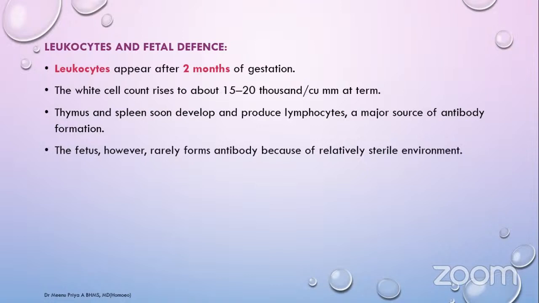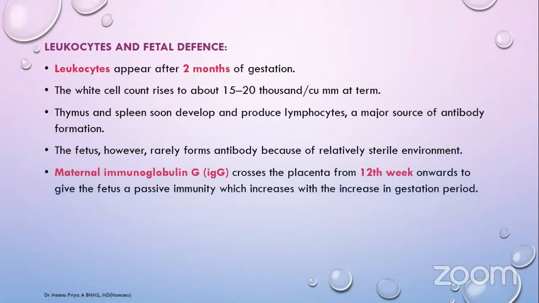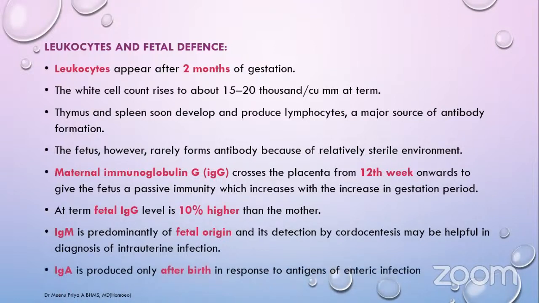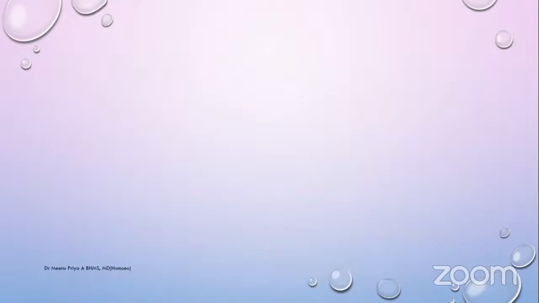But a fetus doesn't need antibody because the fetus is in a sterile environment. Maternal immunoglobulin G, IgG, passes through the placenta from the 12th week, that is important, the time when it passes. Fetal IgG is more than maternal IgG, which is 10% higher, and IgM is predominantly in a fetus. It is of fetal origin and not maternal. And IgA is produced only after the birth. So it can be asked which immunoglobulin is produced only after birth in response to antigens to enteric infection, it is IgA.